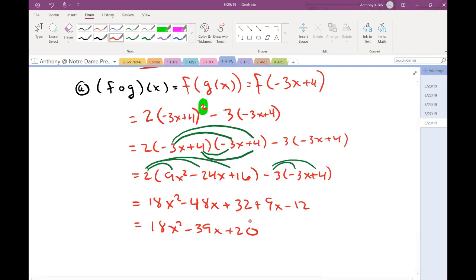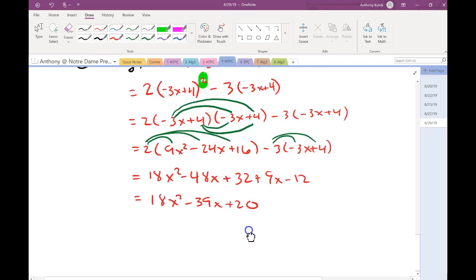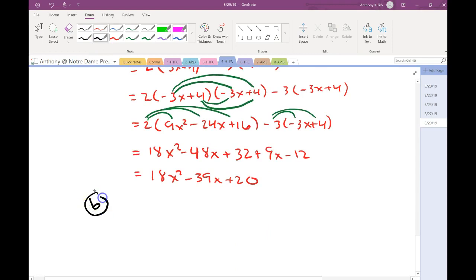Should I factor this? No. This is fine the way it is. If you factored it, is it wrong? No. It's just not necessary. More often than not, when we say to simplify something, you want it written as a polynomial. You want to do all the multiplication or whatever. Okay. Let's do another. That was a particularly lengthy one, because we had that foiling involved.